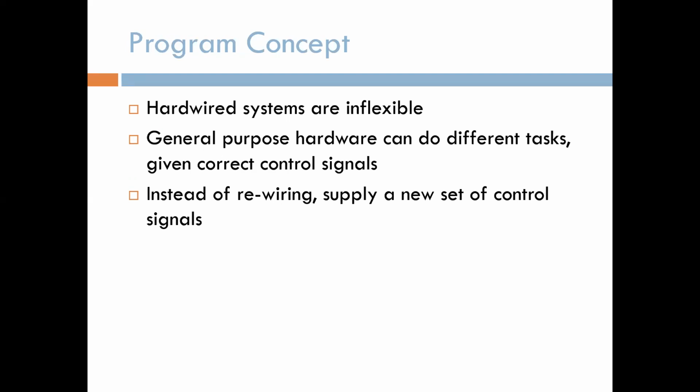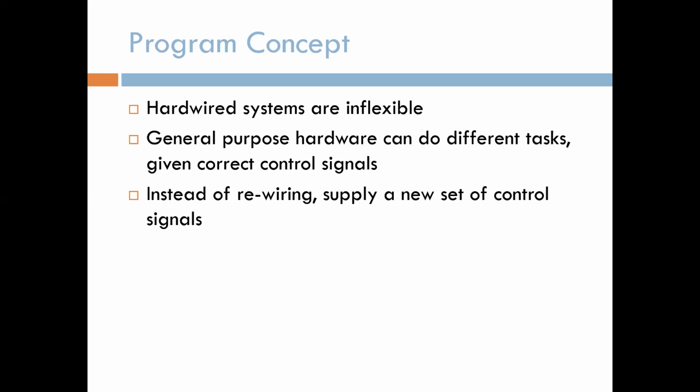And again, this is where you can lend your thinking back to digital electronics, and coming up with your circuitry and so on. You know that hardwired systems are inflexible, and if we would like to make it a little more multi-purpose, or general purpose, we need a different system. General purpose hardware can do different tasks, given the correct control signals.